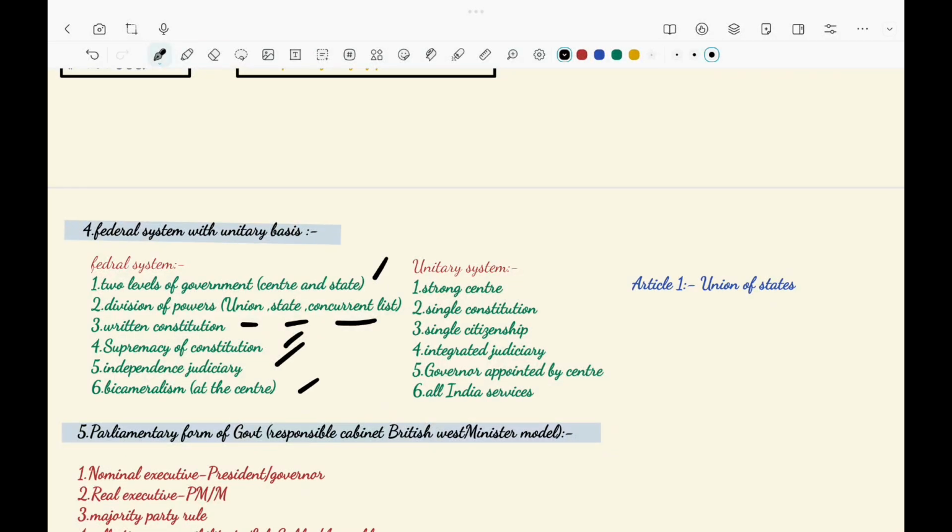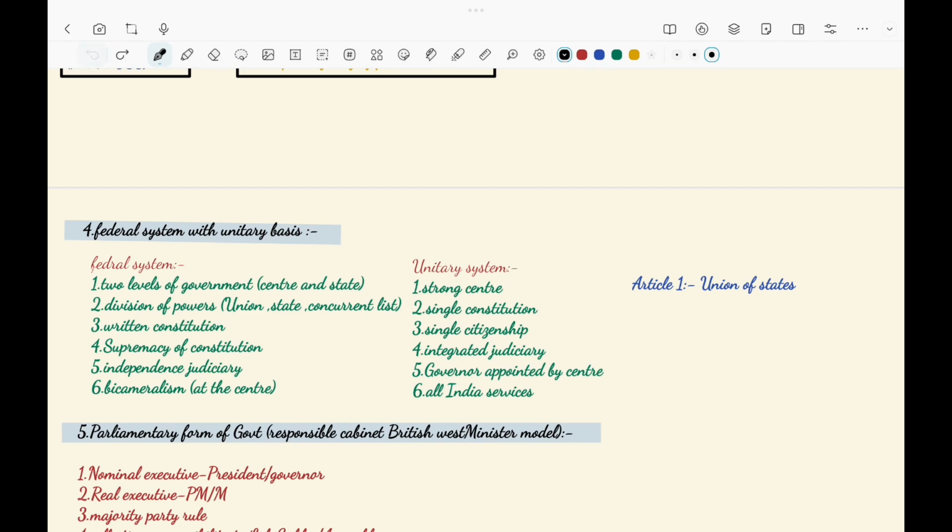And the unitary features are where we have a strong centre, single citizenship, single constitution, integrated judiciary, governor appointed by the centre, and all India services. Okay, Union of States is our number one article.